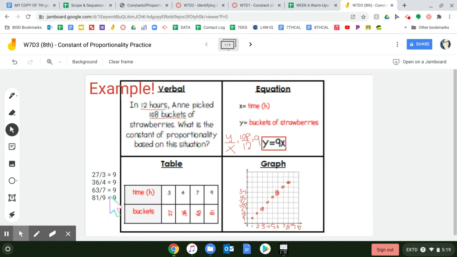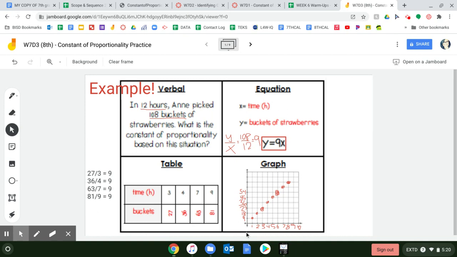On the STAR test, you'll also get tables and graphs with numbers that might not be exactly represented in the problem. Notice 12 and 108 are not on our table. They could be if you wanted to include them, but they don't have to be. These values also represent when Anne was picking strawberries for 3 hours, 4 hours, 7 hours, and 9 hours, so these values would still be true.